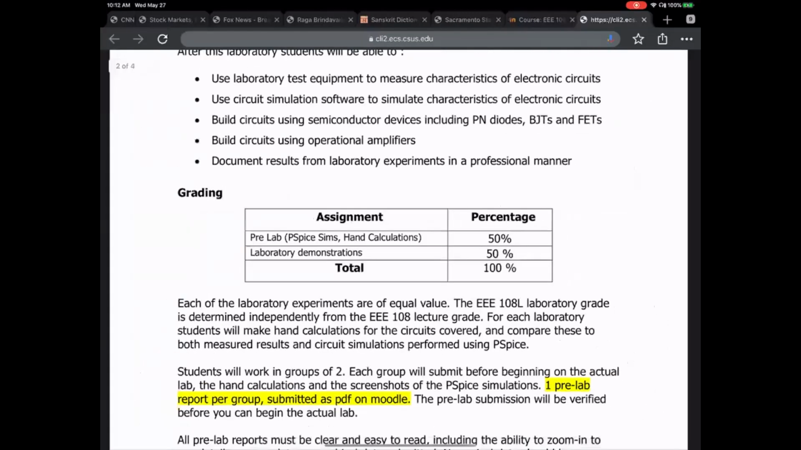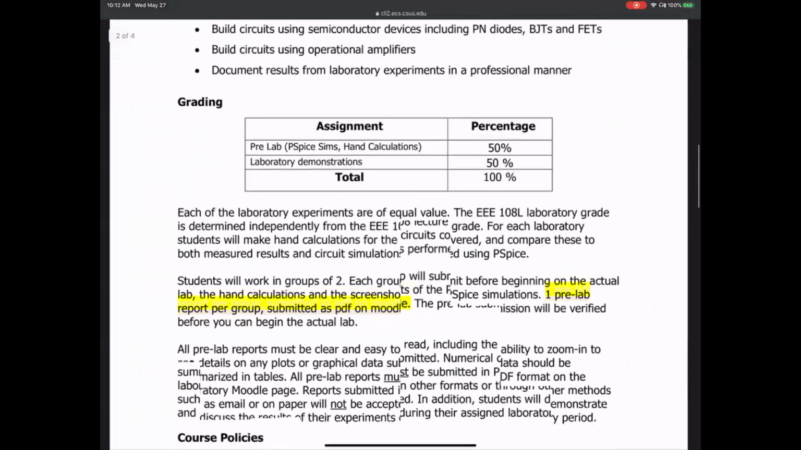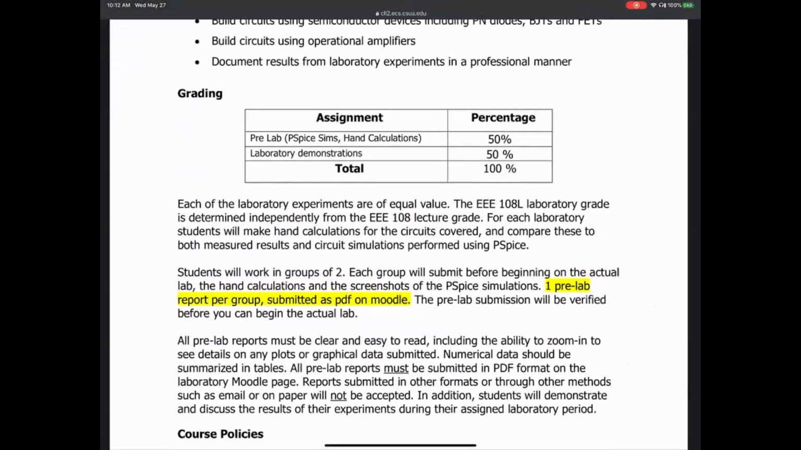So it's important that you find a lab partner. For the pre-lab, you do have to submit a PDF. You will take a screenshot of the simulation results, any hand calculations, and any observations. You put them all into one PDF file and upload that to Moodle. When I take a look at that and grade it, I assign you 50% and let you begin on the physical lab itself.